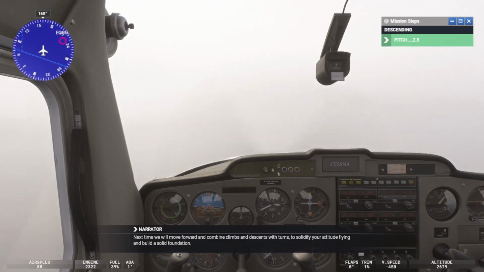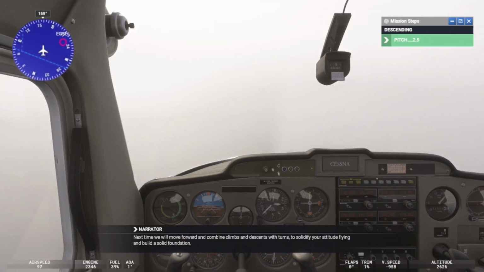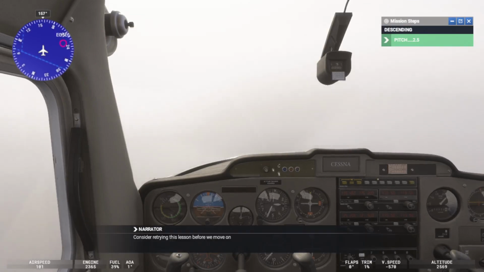Next time we will move forward and combine climbs and descents with turns to solidify your attitude flying and build a solid foundation. Consider retrying this lesson before we move on.